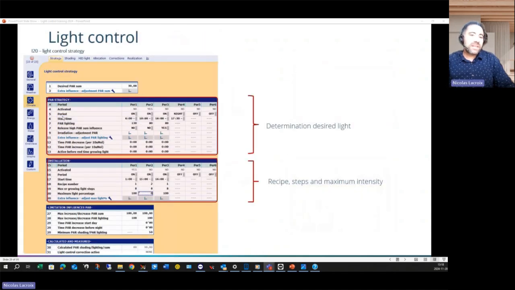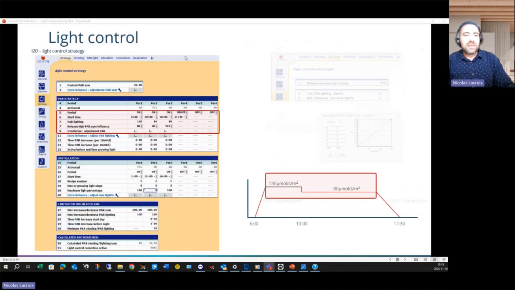In page I20 here, you have the determination of desired light. So that's your main control page. You have different periods with different power lighting levels, and you also have another table here with the recipe, the steps, and the maximum intensity. We'll cover all that during the training. In the first table here, you have to set your periods, and you always have to set a night period. That will be your end of day, where there's no light during that period. Okay. So you set your start time with the power lighting intensity here.